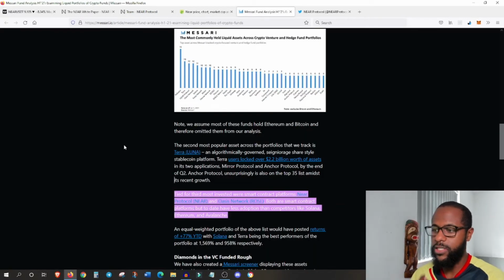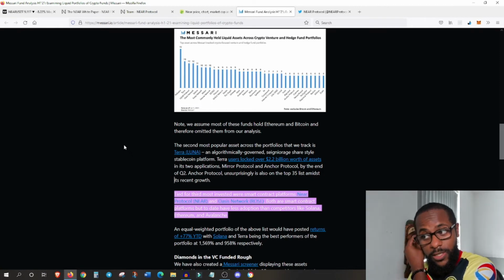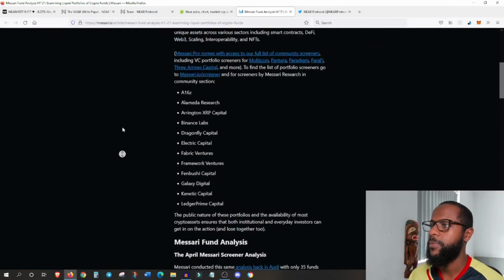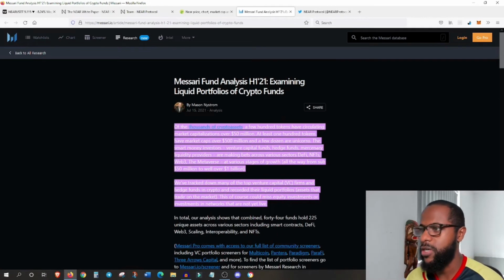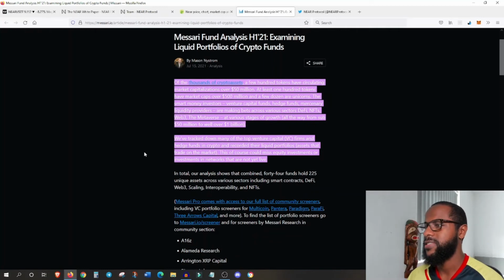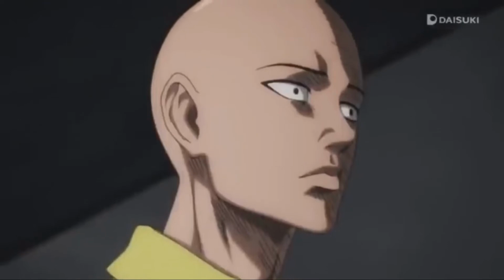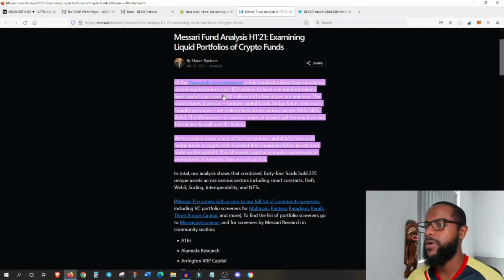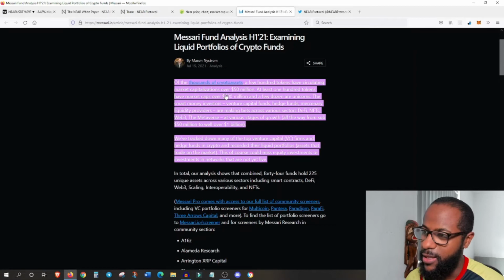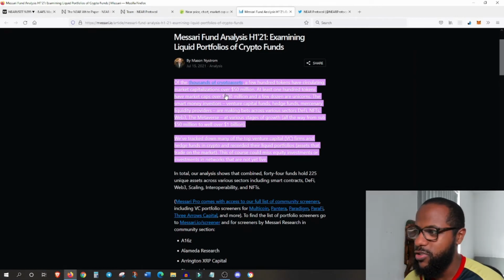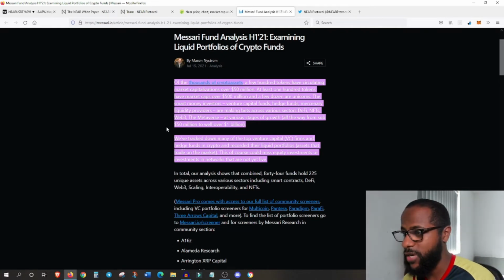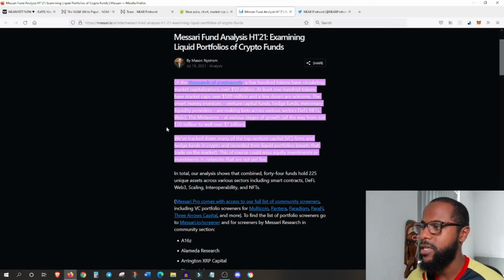Now this is the article again. Shout out to Jules for putting this to my attention. Basically, this article is from Mazari, examining liquid portfolios of crypto funds. Essentially, it's tracking the VCs, where they're putting their money. Of the hundreds of crypto assets, a few hundred tokens have circulating market caps over 50 million. At least 100 tokens have market caps of over 500 million, and a few dozens are unicorns.